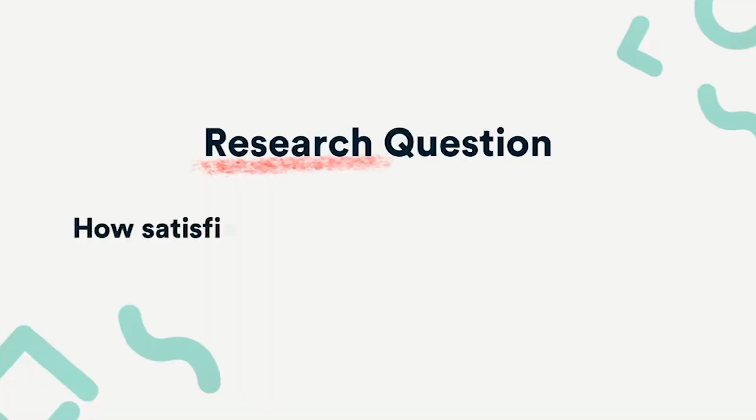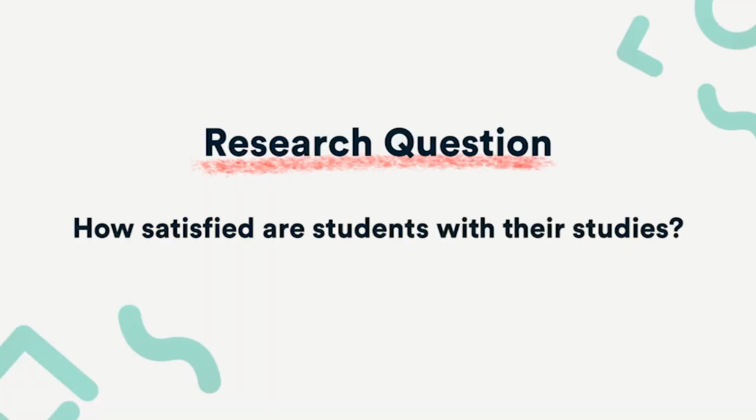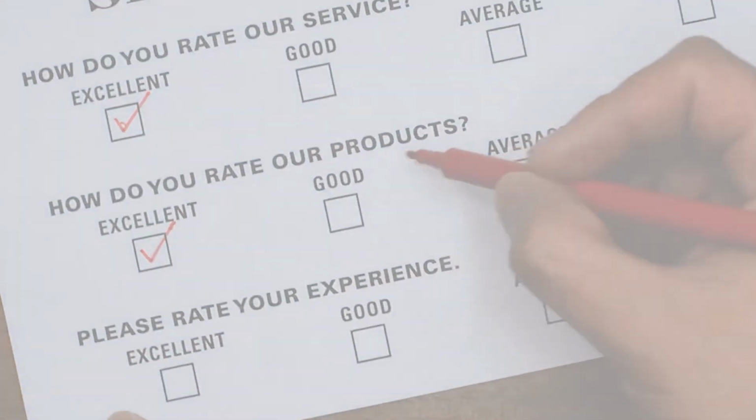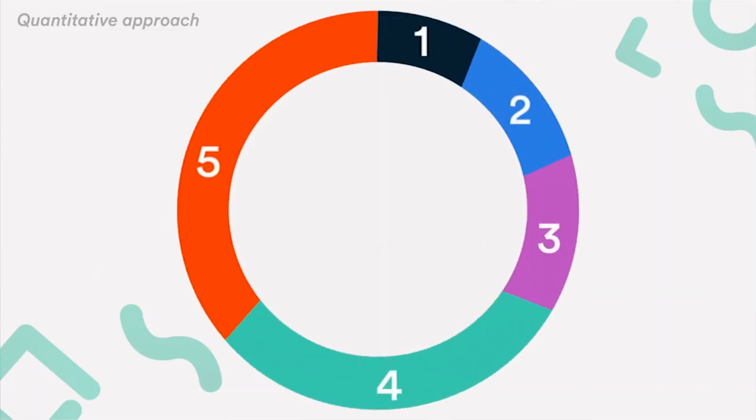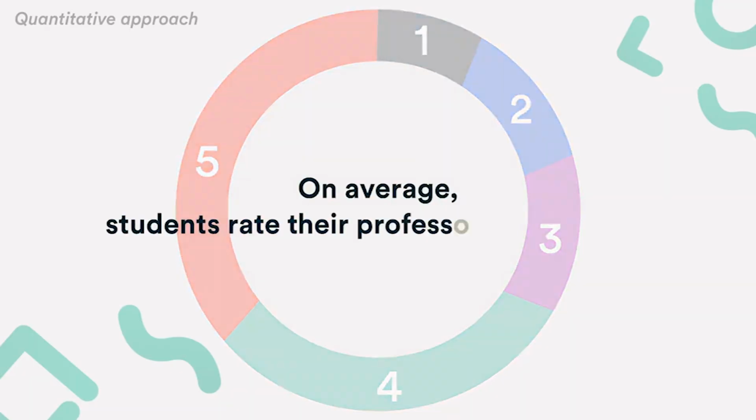For example, let's say you want to find out whether students are satisfied with their studies or not. Now we can answer this question with both approaches. If I'm taking the quantitative approach, I will survey 400 students at the university and will ask them questions like, on a scale from 1 to 5, how satisfied are you with your professors? For the collected data, I will do statistical analysis and draw conclusions that might sound like, on average, students rate their professors 4.4 out of 5.